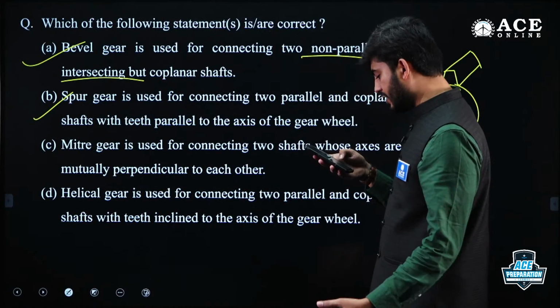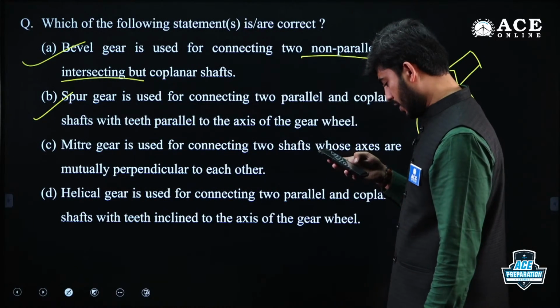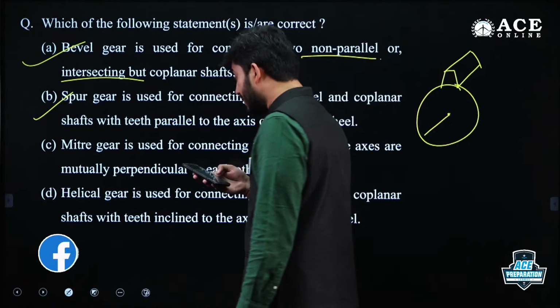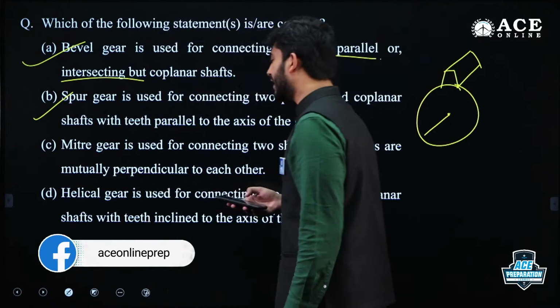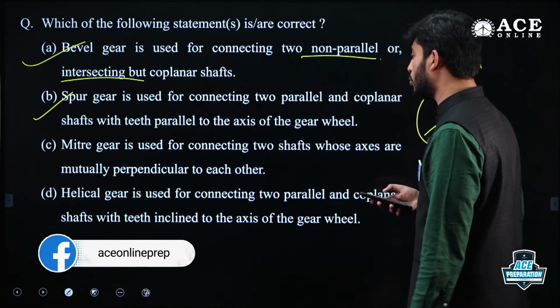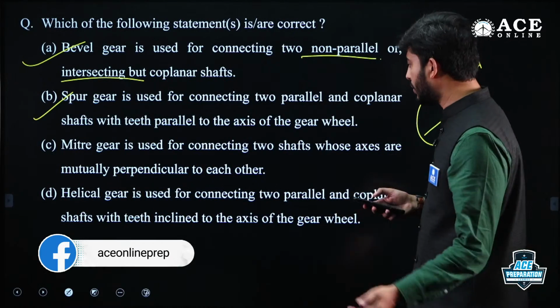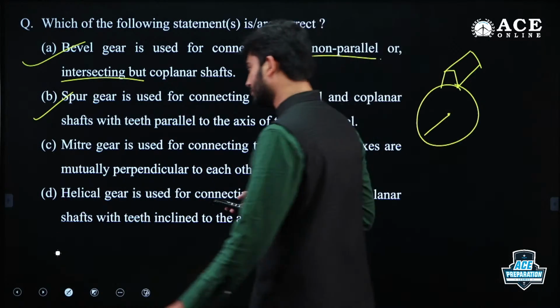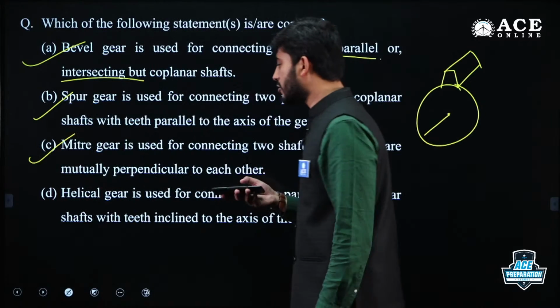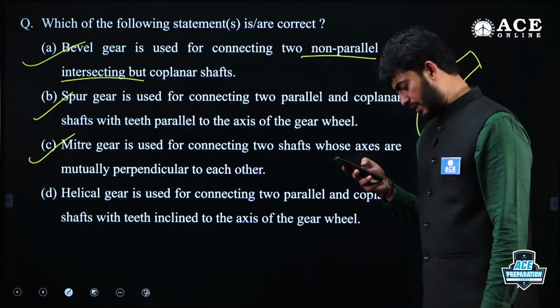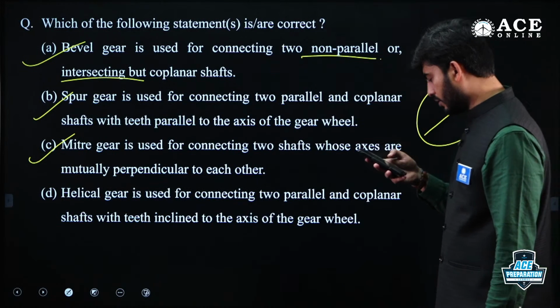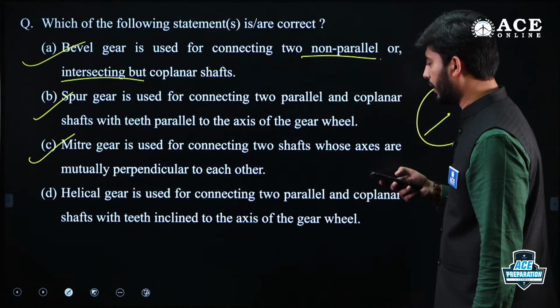Yes, Bittu Kumar, Priyansh has responded so far. What about other guys? Mitre gear is used for connecting two shafts whose axes are mutually perpendicular to each other and intersecting also. Option C is also correct. VGM Subramanyam. Okay guys, thank you for responding.